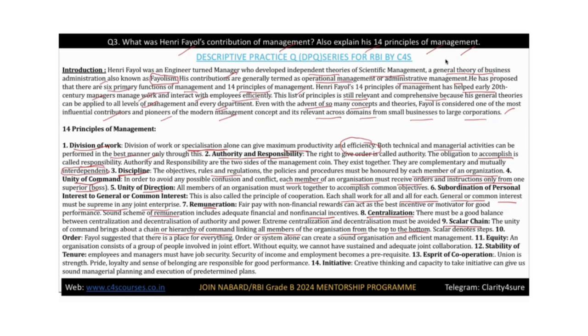Now comes stability of tenure. Stability of tenure is about the job security of an individual. The organization should ensure security of income and employment to the employees. So it is very important. Now comes the spirit of cooperation. That is strength. Pride, loyalty, and sense of belonging are responsible for good performance. Now comes initiative. Creative thinking and the capacity to take initiative can give sound managerial planning and execution of predetermined plans. So this is the answer for this question.